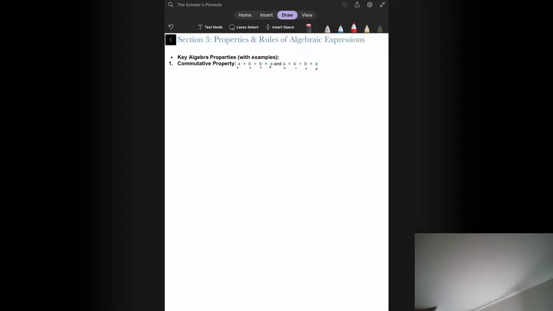Let's take, for example, 4 plus 7 is equal to 7 plus 4, and they give the same answer, 11 equal to 11. And we can do the same for these. We can also say 4 times 7 is equal to 7 times 4, and they both equal 28.